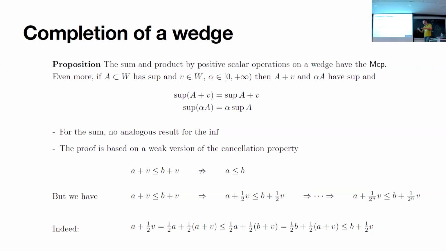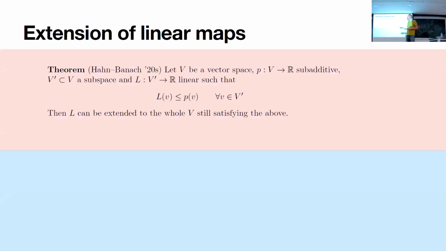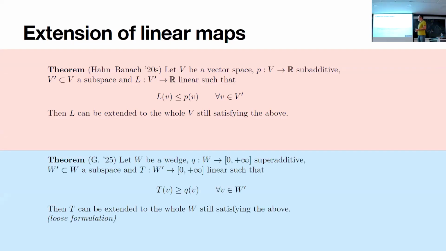So you can copy the wedge and get a wedge structure on the convection. There should be more to be said, but for lack of time, I will not say it. Stop here for this. Now, what about extending linear maps? Of course, the first result we have in functional analysis is the Hahn-Banach theorem. We can extend linear maps. We all know this. And there is a version for wedges, which is formally the same, except you basically exchange inequalities.